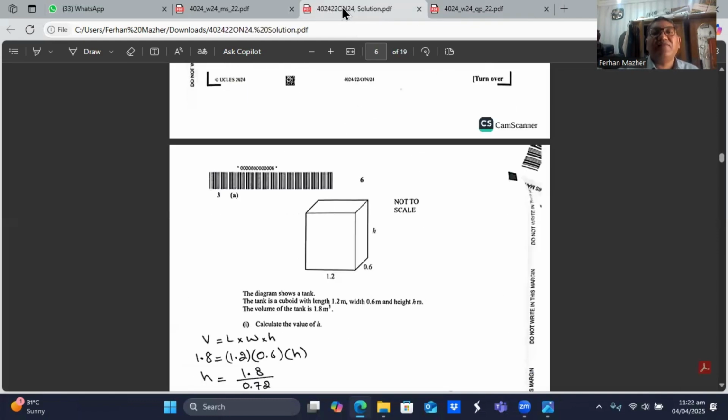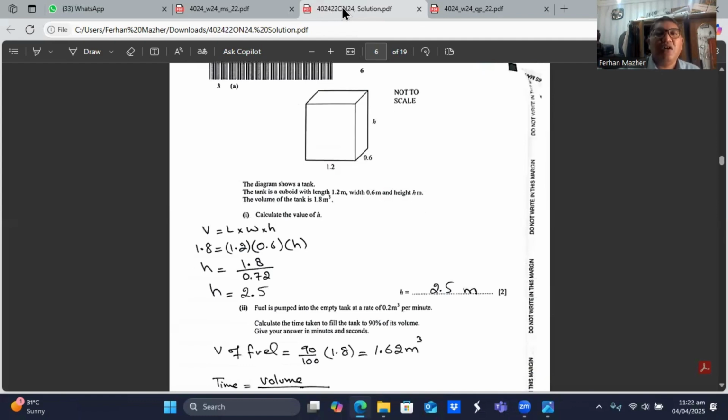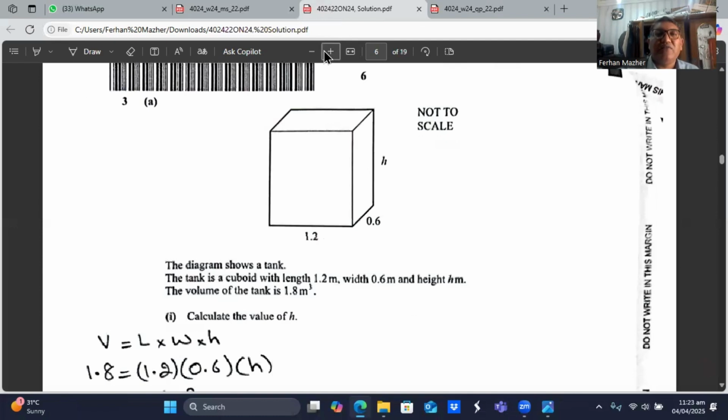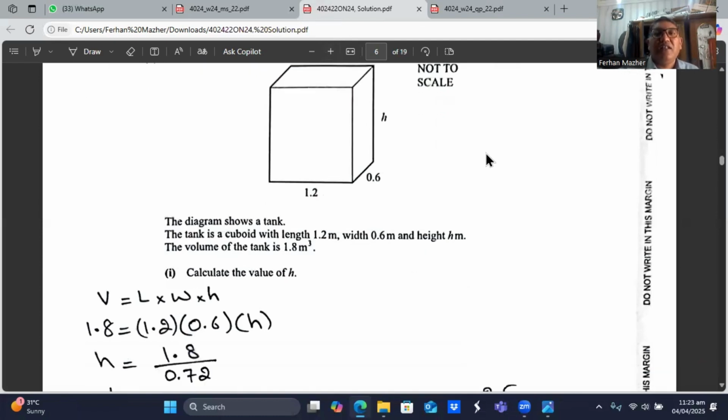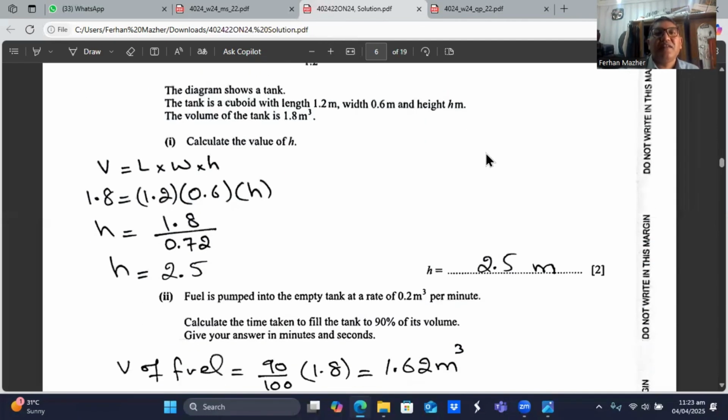So simply I can find the height of this cuboid by using the formula: volume equals length multiplied by width multiplied by height. You can see that 1.8 equals 1.2 multiplied by 0.6 multiplied by h. So h will be equal to 1.8 divided by 0.72, and that will be 2.5 meters.